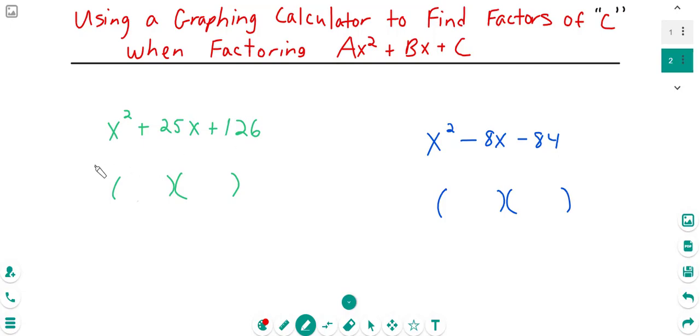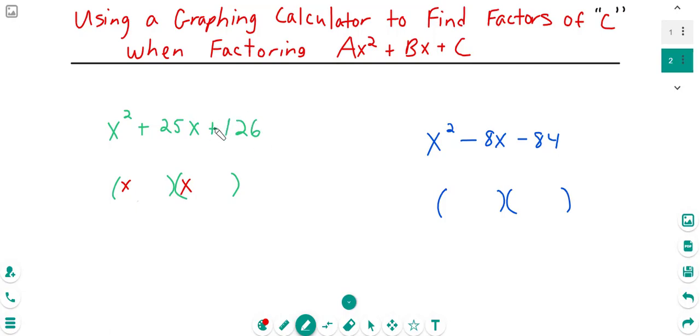Now the first step in factoring any quadratic is looking for a greatest common factor among these three terms. We don't have one, so we go right into factoring into a product of two binomials. X squared is x times x. Then I skip to the last term. I have a positive 126.